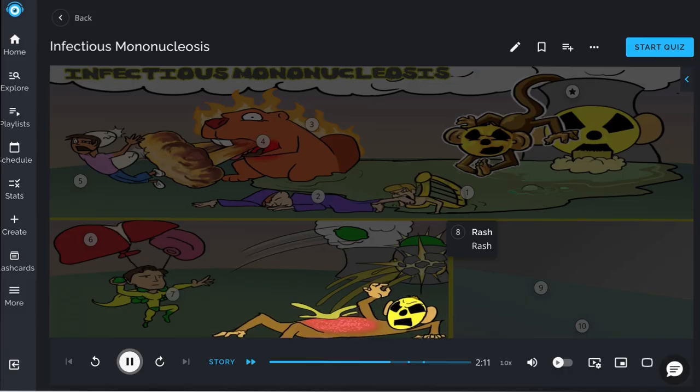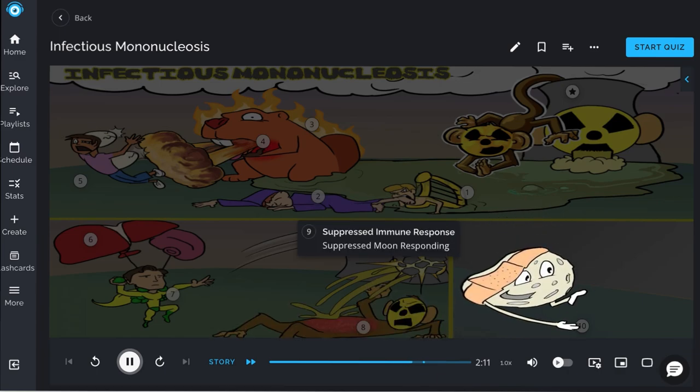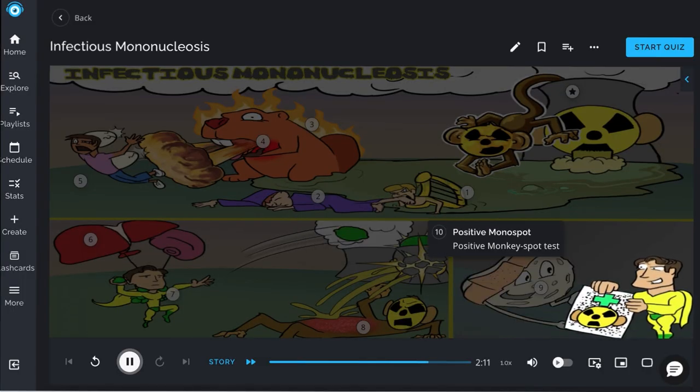He throws his limes into the monkey's nuclear smokestack, causing a reaction that produces a rash, as a full-body rash often develops if patients are mistakenly treated for an upper respiratory infection with antibiotics. Considerations for patients with mono include the development of a suppressed immune response, shown by the suppressed immune responding with a positive monkey spot test, as diagnosis of this virus is with a positive monospot test, which detects heterophilic antibodies in the patient's serum.